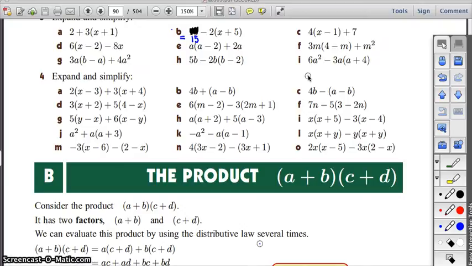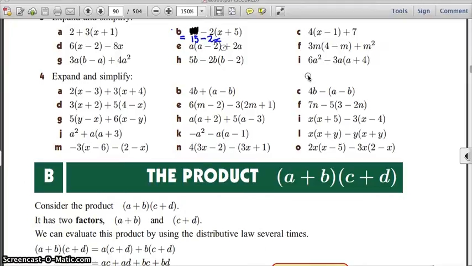Negative 2 times x gives me? Negative 2x. And the next thing, Kayla? Negative 2 times 5. Cool. Which gives me? Negative 10. Good. Very good.